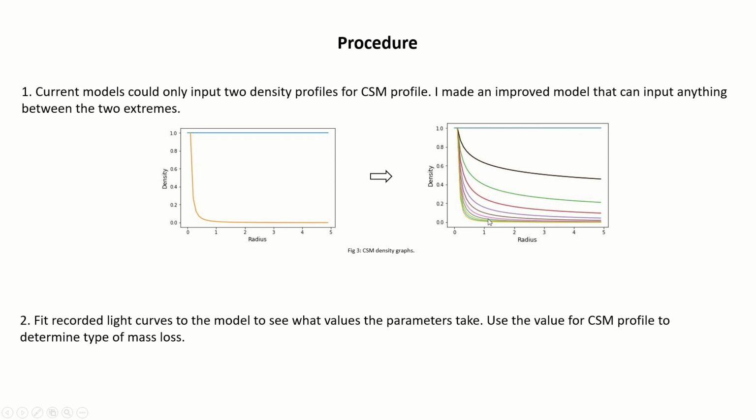After making the model, I would fit supernova data and use the model to fit for several parameters. And the CSM profile would provide a way to answer the purpose of seeing if stars have a more eruptive or more stable mass loss at the end of their lives.